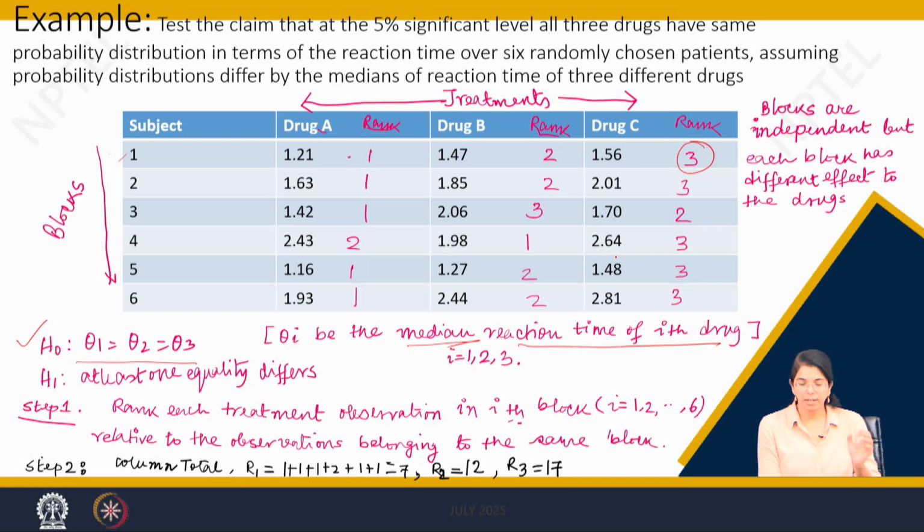Okay, so next task is to find out the column total. So the first column total, that is R1. What is R1? 1 plus 1 plus 1 plus 2 plus 1 plus 1, and it turns out to be 7. Similarly, 2 plus 1, so 4, 6, 4, 5, 6, 7. Clear? So then the sum of the ranks of the second column, R2, that is 12, and then R3, that is 17. So we are done with the computational part.